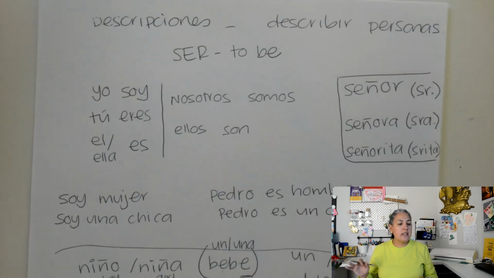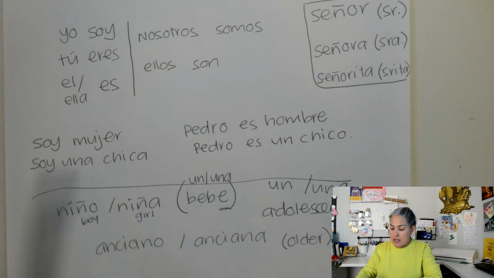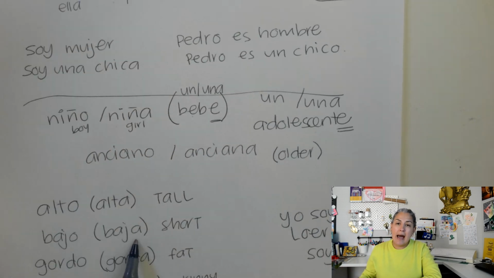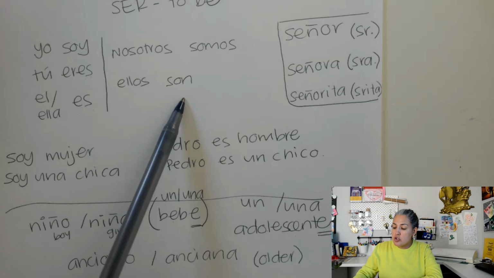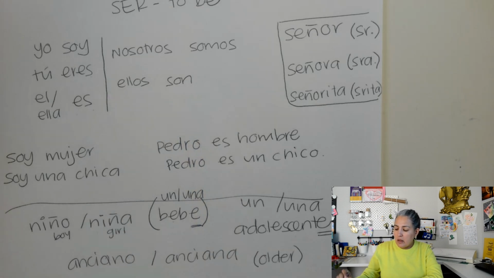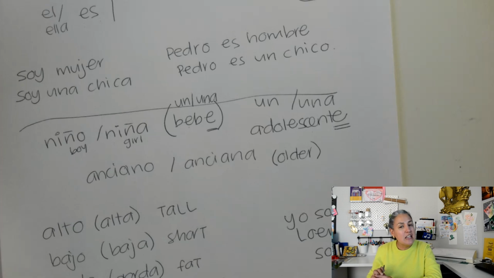So let's just go over the verbs again and try to put several descriptions together to talk about yourself, to talk about someone else, to do it in the plural form like we are. So I'll say 3 sentences. Yo soy una chica. Yo soy baja. Because I'm a girl. Ellos son adolescentes. Ellos son gordos. So they are teenagers and they are chubby or fat.